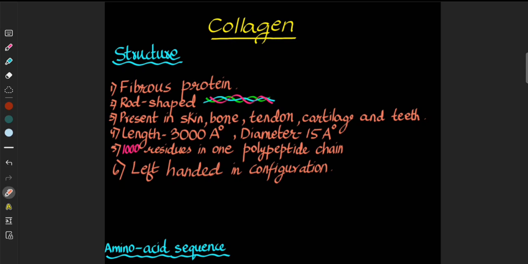Therefore, it is present in so many places, so it is one of the most abundant proteins found in vertebrates. Now, the length of a collagen fiber is usually around 3,000 angstrom, and the diameter of the collagen thread is usually 15 angstrom.